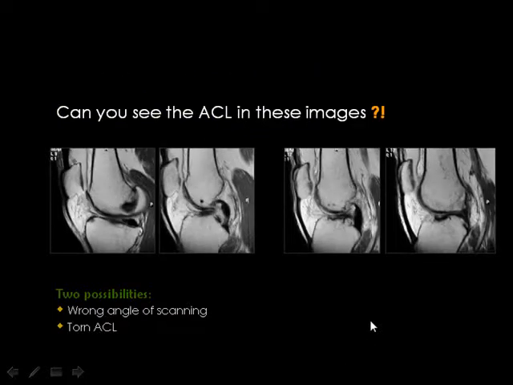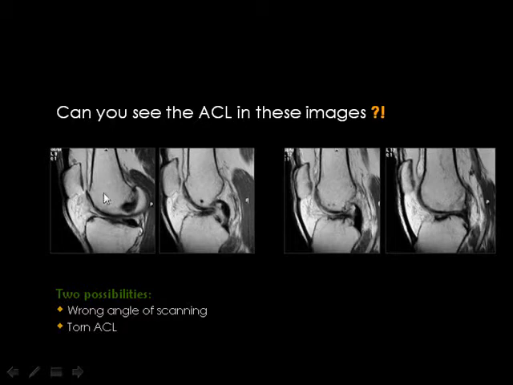If you look at these images, can you see the posterior cruciate ligament? The posterior one. What is it? Yes, this is the posterior cruciate ligament. In order to see the anterior cruciate ligament, you should go here or there. Can you see the anterior cruciate ligament? No, it's not seen.